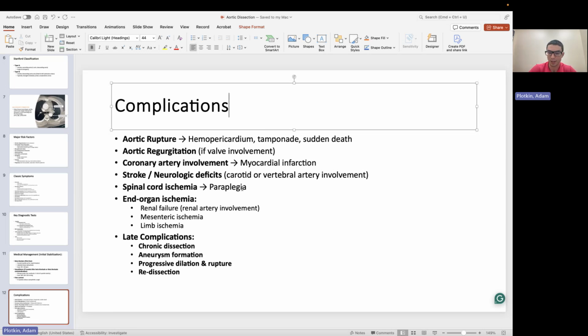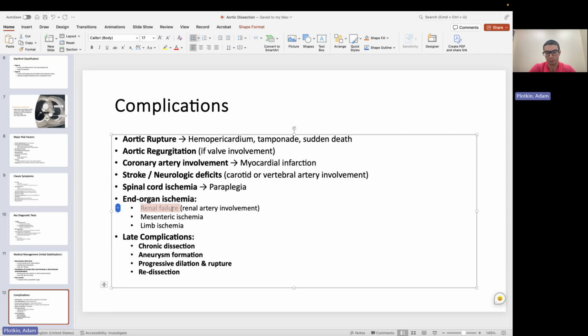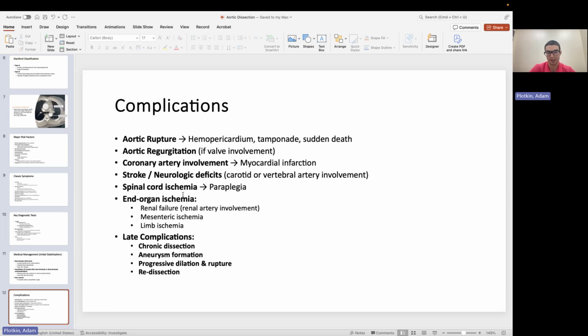We could see stroke or neurological defects if we've extended into the carotid or even the vertebral arteries. We could see spinal cord ischemia if we've impacted the anterior spinal artery, which is somewhat common. And then we could see end organ ischemia: renal failure, mesenteric ischemia, limb ischemia. Late complications, right? We could have a patient who has a chronic dissection, an aneurysm forms, so just dilation of the aorta itself, progressive dilation and rupture, and redissection.